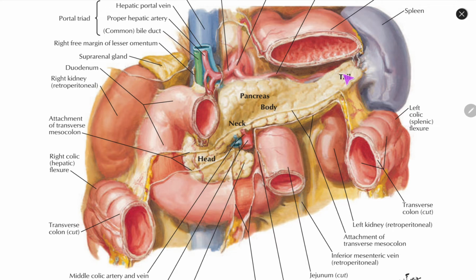So this is the tail of the pancreas. This is the left end of the pancreas. It actually lies in the lienorenal ligament together with the splenic vessels. This tail of the pancreas is coming in contact with the inframedial part of the gastric surface of spleen.